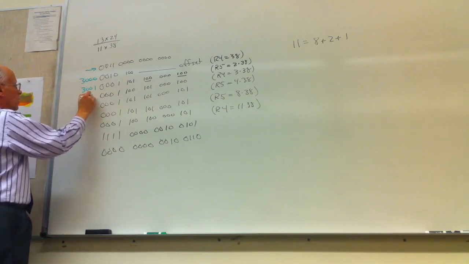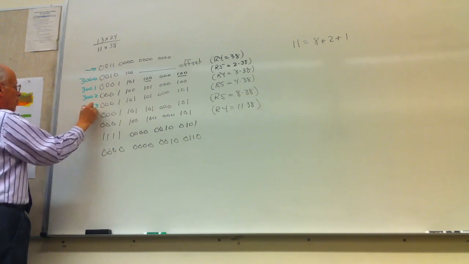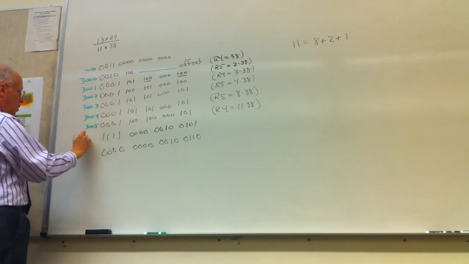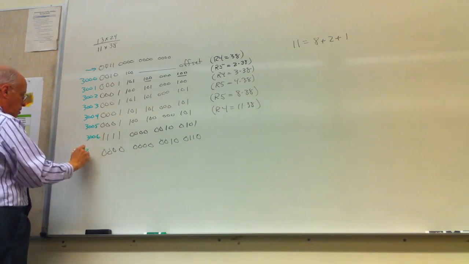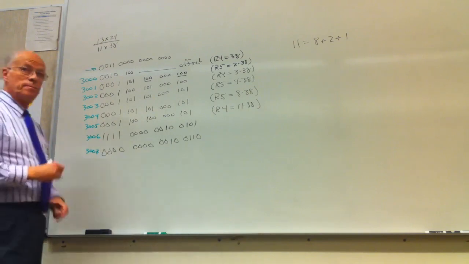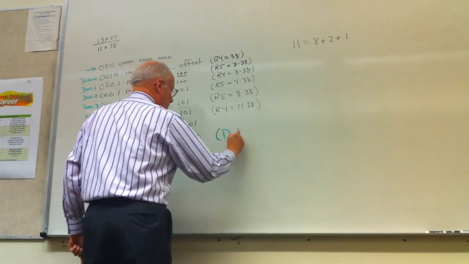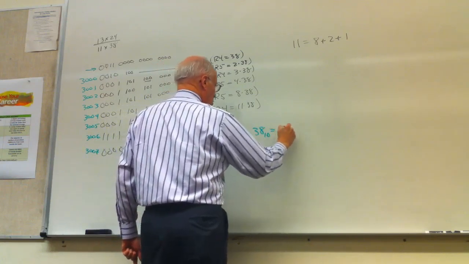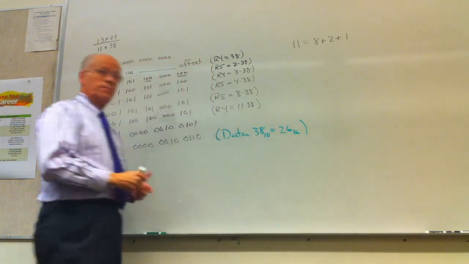3,000, and it's 1, 2, 3, 4, 5, 6, 7. So I put a 7 up here, right? What's the last line? I missed that, I'm sorry. That's my data. So that's 38. 38 decimal is 26 in hex.